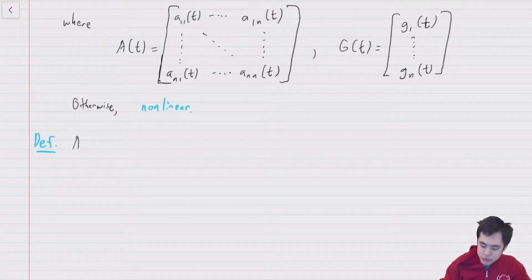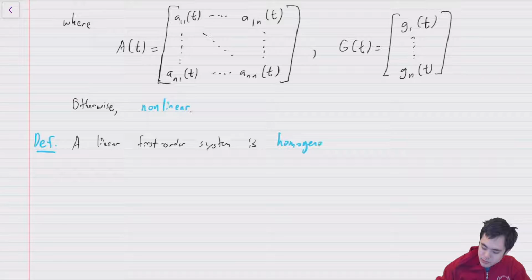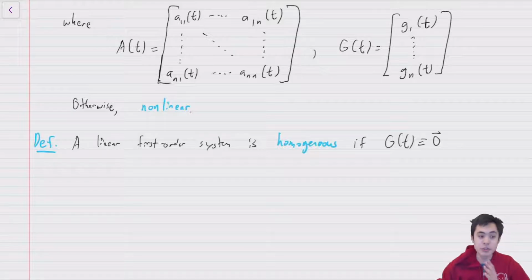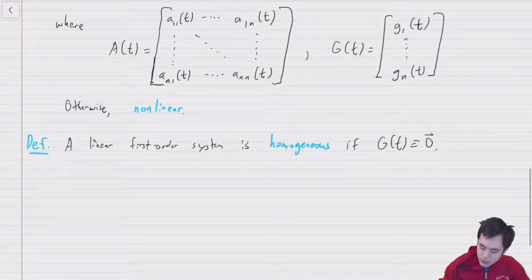Okay, and of course, a linear first order system is homogeneous if g(t) is the zero vector, and otherwise non-homogeneous.